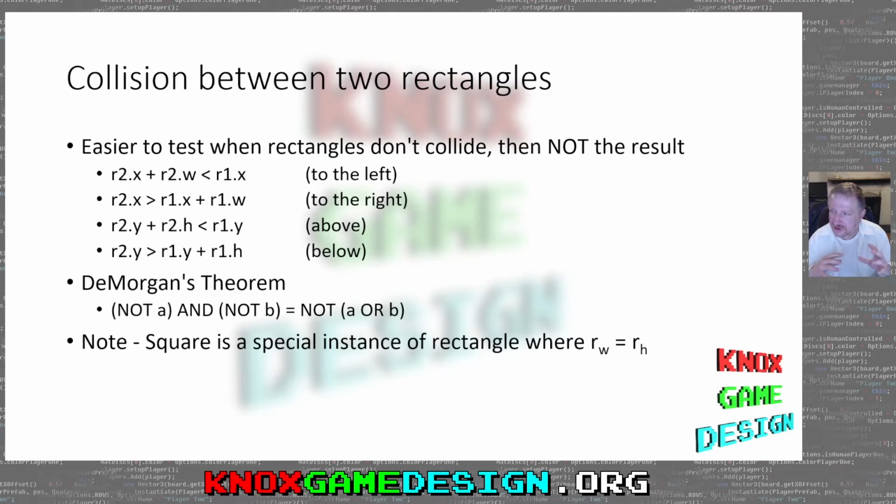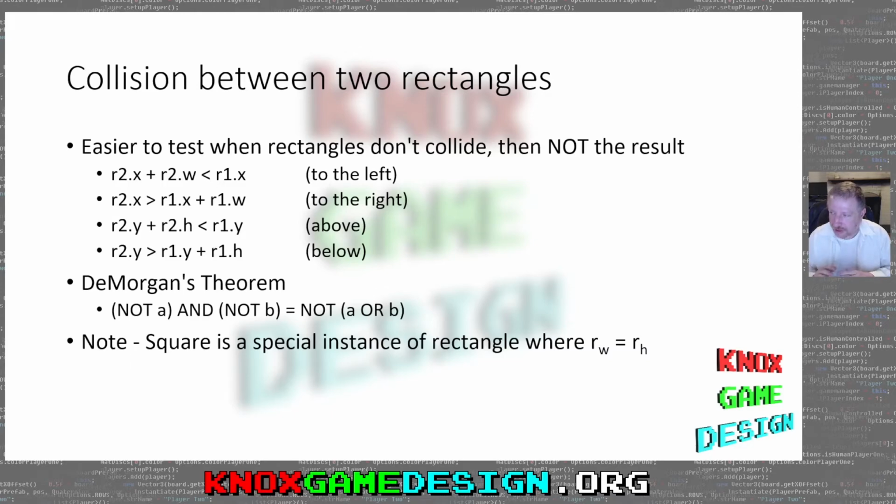Instead of trying to figure out when the two rectangles collide, because I was testing the four corners of the first rectangle, determining if those are within the second rectangle, then determining if the first rectangle is within and around and all that, it's just a bad way to do it. So it's easier to check to see when the rectangles don't collide. So the first rectangle doesn't collide with the second rectangle if the first rectangle is completely to the left, completely to the right, completely above, or completely below.